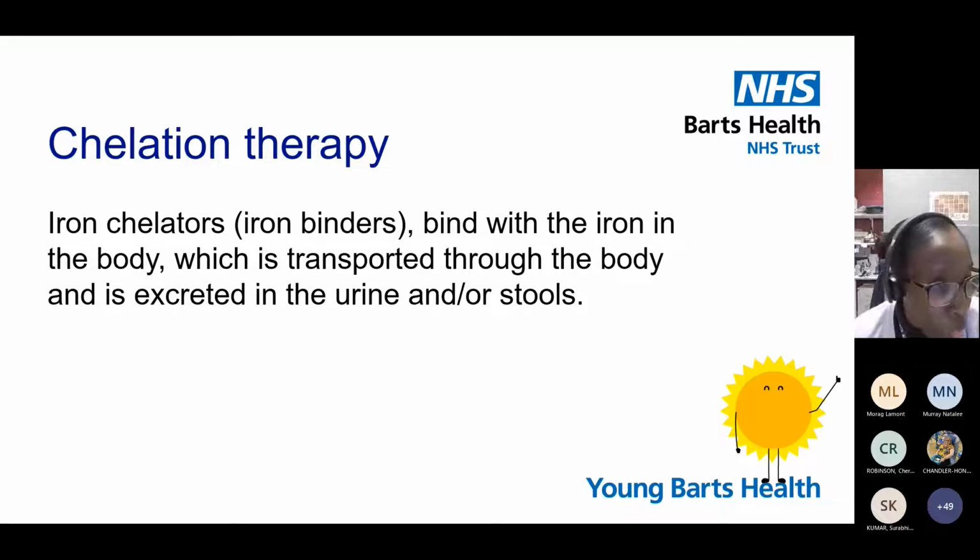So what is the aim of chelation therapy? And I think I heard this bit said before, but it binds with the iron in the body, which is then transported through the body and is excreted in the urine and or stool. So that's the aim of the chelation therapy, just to remove all the iron out of the body.